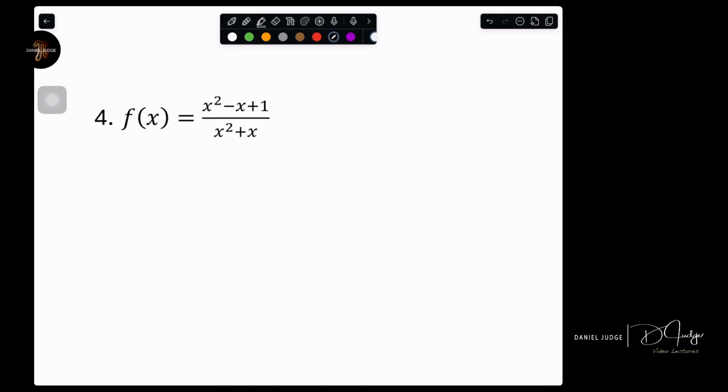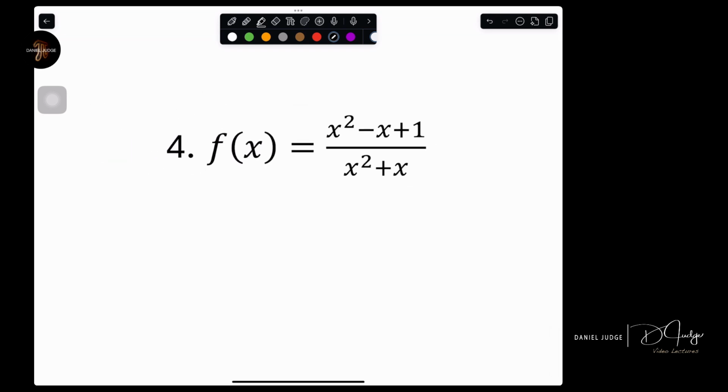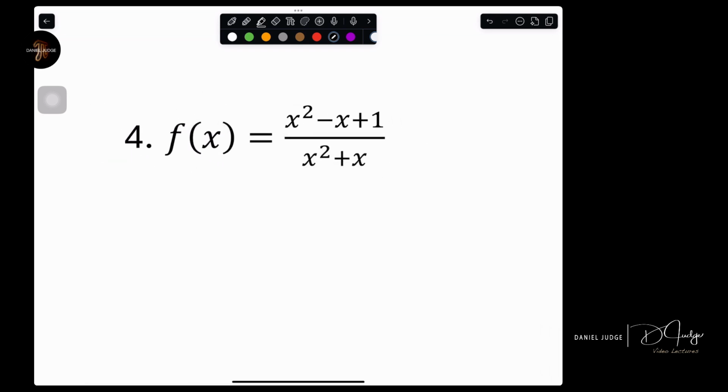Now, if you recall here, for partial fraction decomposition, you really need these powers can't be the same.